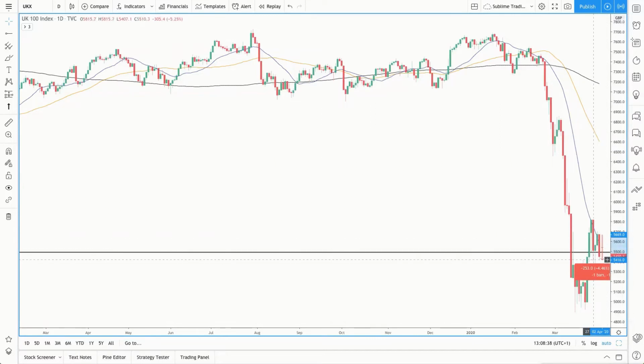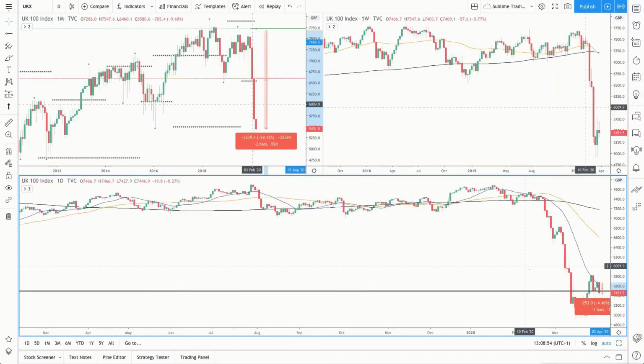So we need to see how price closes at the end of the day before we can really make any informed decision. But ultimately, until price actually breaks below this area of support, this will just be an area of consolidation. It's a break below this area of support that will suggest further weakness. So that's the FTSE 100, guys.